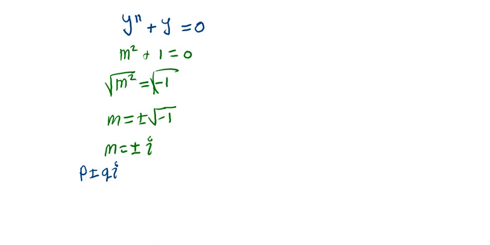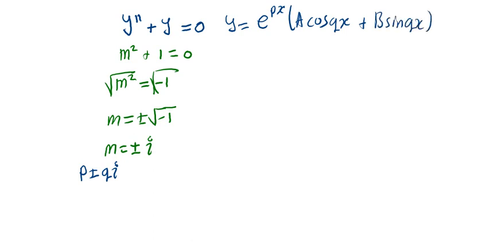Okay, so now having complex roots, it simply means our general solution is going to be in the form y equals e to the power px, open bracket, a cos qx plus b sin qx.